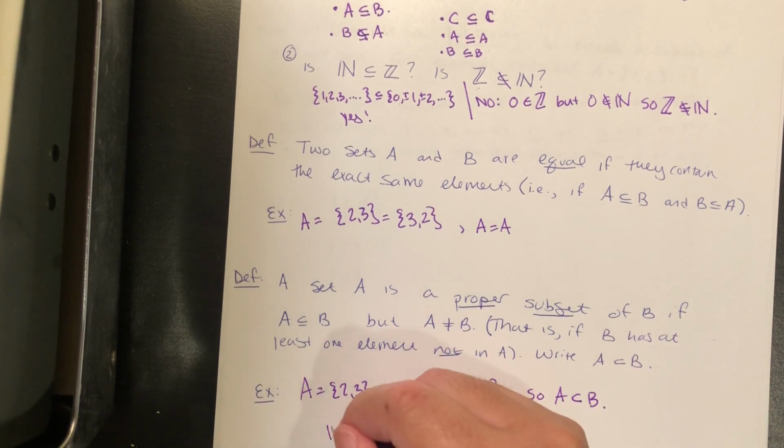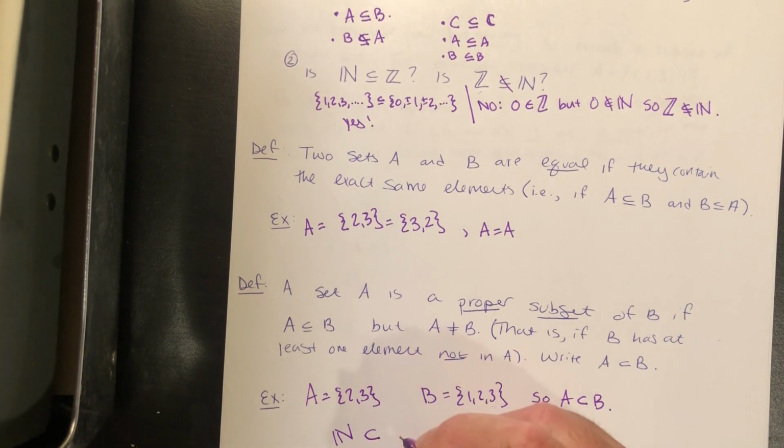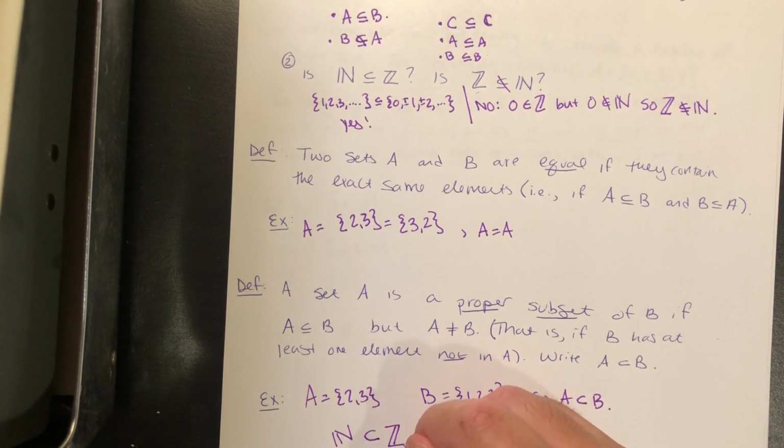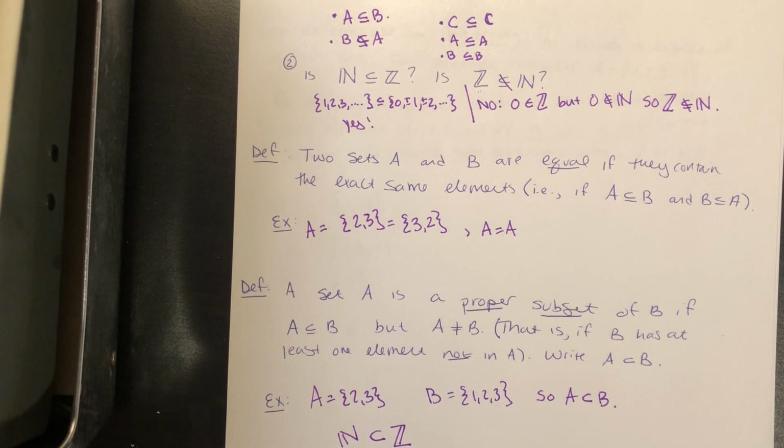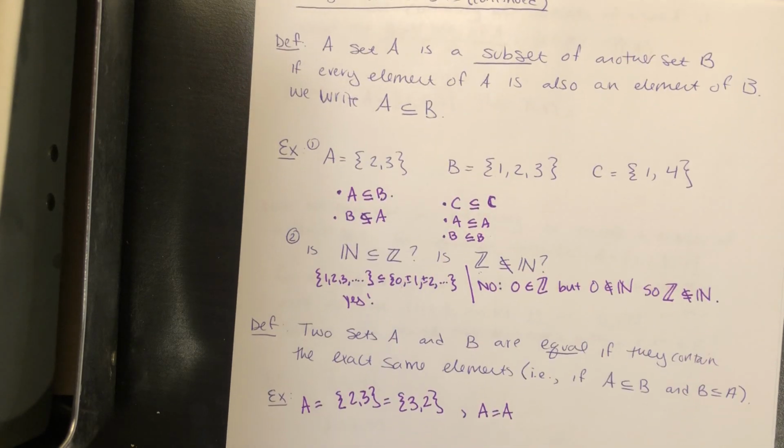All right, other examples: the natural numbers are a proper subset of the integers because we had seen that N was a subset of Z, but Z is not a subset of N. They're not equal.